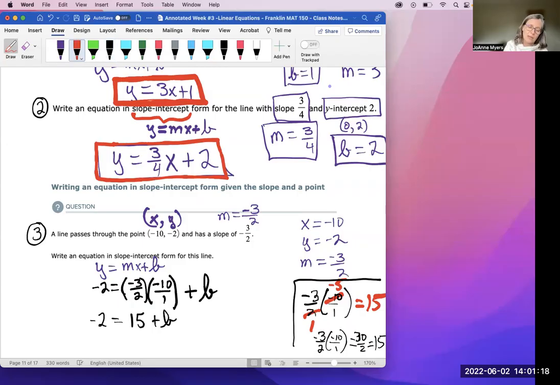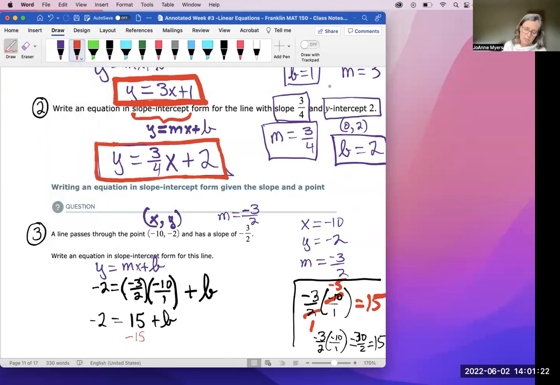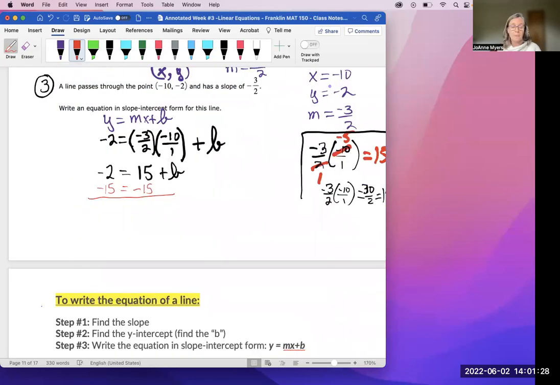I need b all by itself. It's not by itself. What's blocking my goal is a +15. So I choose to subtract 15 from both sides of the equation. -2 minus 15. If I take $2 from your bank account and I take 15 more, you are now down 17. So b is the same thing as -17.